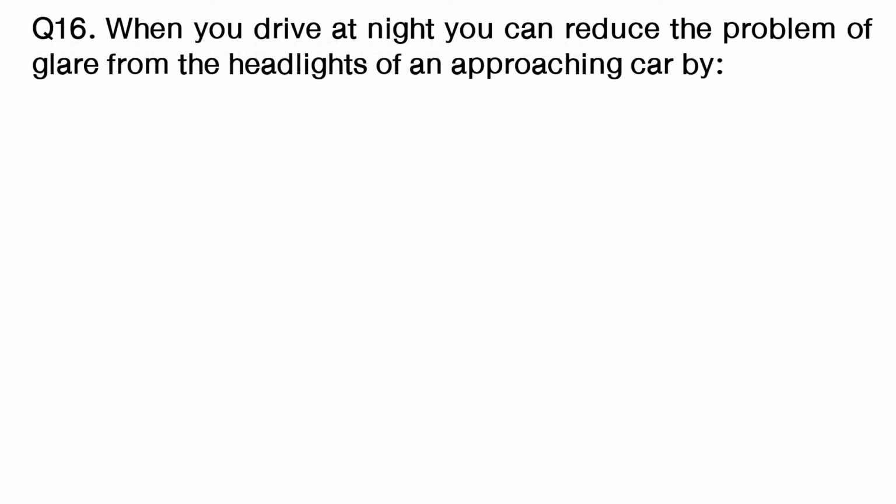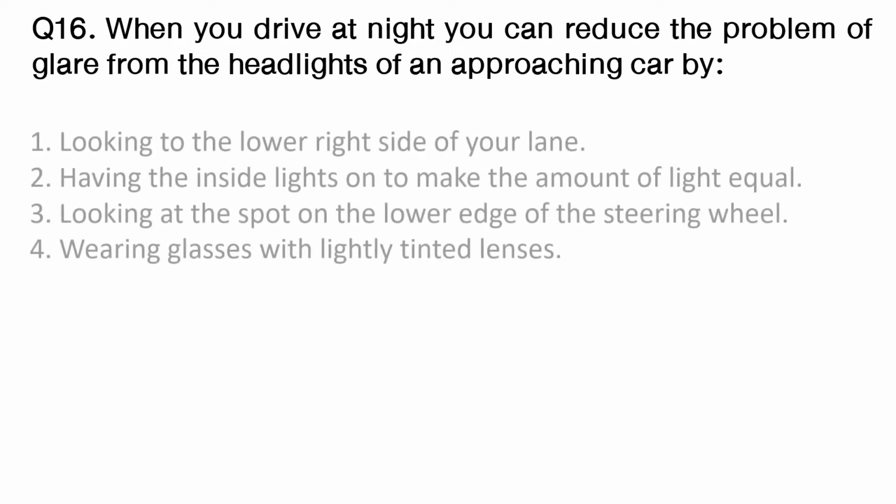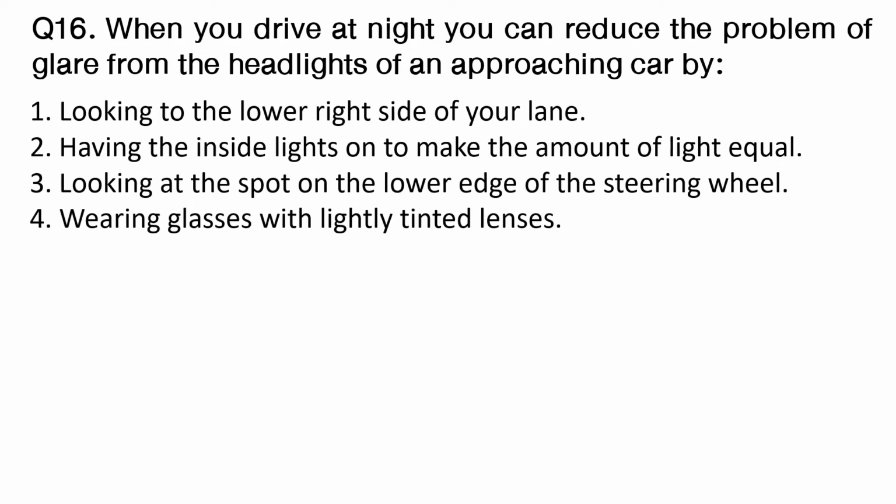Question: when you drive at night, you can reduce the problem of glare from headlights of an approaching car by option number 1. Looking to the lower right side of your lane. Option number 2. Having the inside lights on to make the amount of light equal. Option number 3. Looking at the spot on the lower edge of the steering wheel. Option number 4. Wearing glasses with lightly tinted lenses.